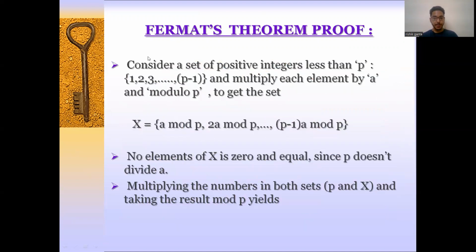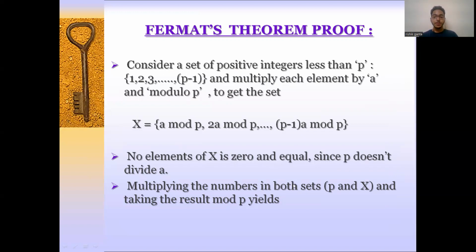Fermat's theorem proof. Consider the set of positive integers less than p, that is 1, 2, 3, and so on until p minus 1, and multiply each number by a and take modulo p to get the set X, which contains a mod p, 2a mod p, and so on until (p minus 1)a mod p. No element of X is 0, and none are equal, since p does not divide a.